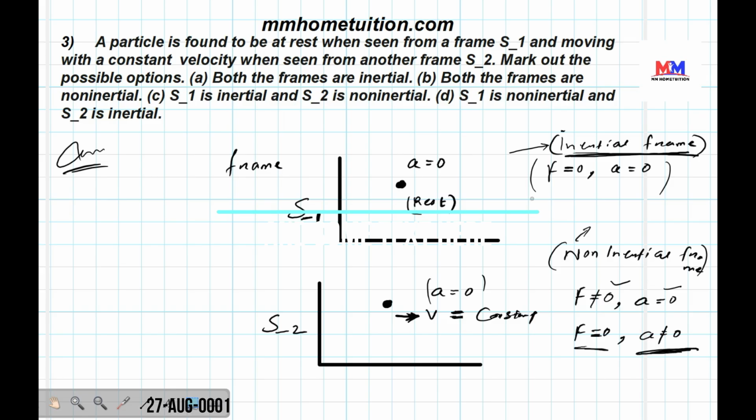So that indicates both the frames are inertial. So option A is correct. Second, both the frames are non-inertial. So this option is correct. So option A is correct. Option B is also correct. So that is the answer for question number 3.